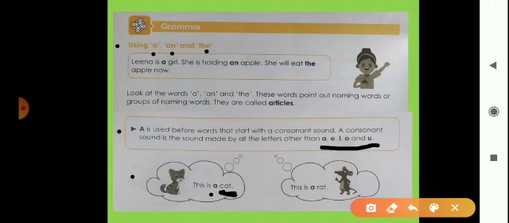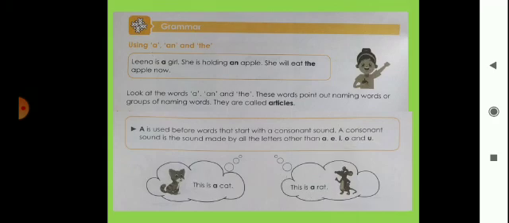That means we can use a when the naming word or group's name or sound starts with a consonant. That time we use a. Okay. And the second example here is, this is a rat. Look here. R-A-T, rat. R is a consonant, so we use a.